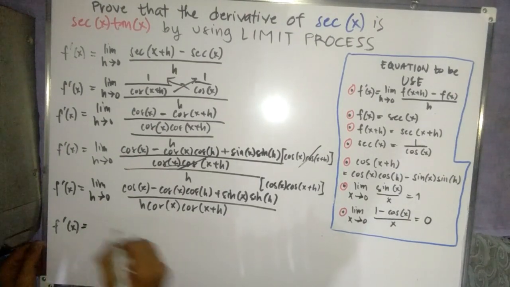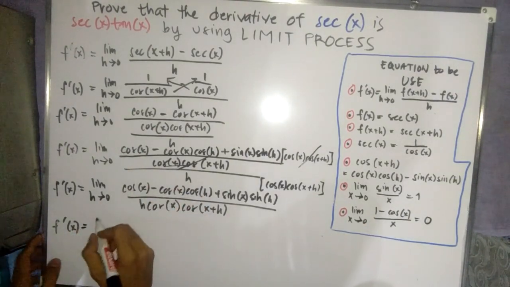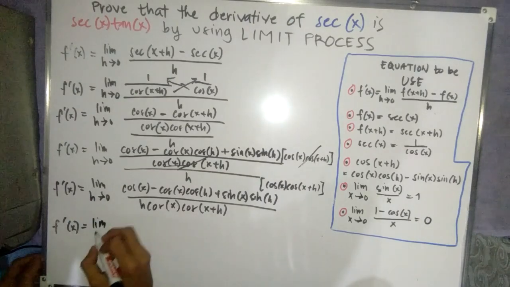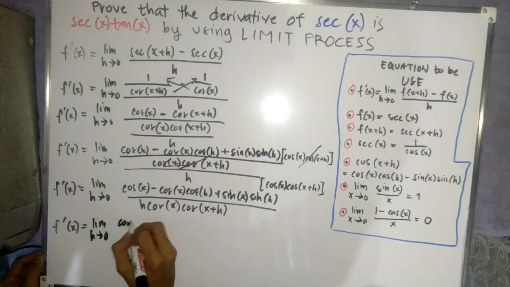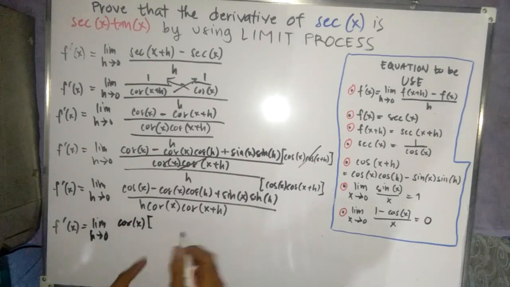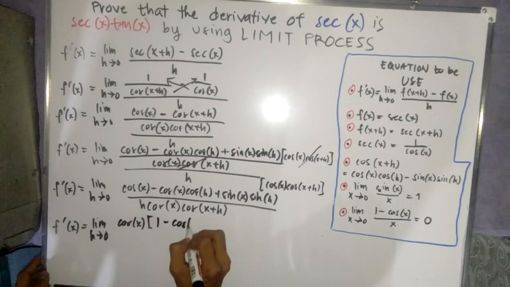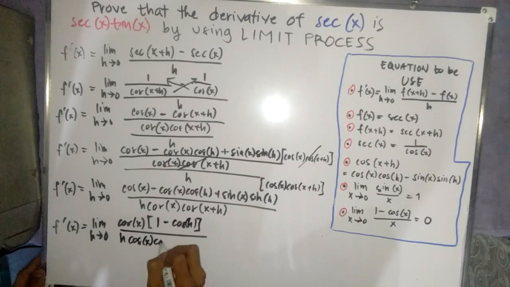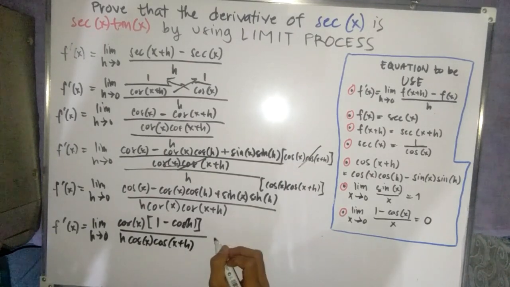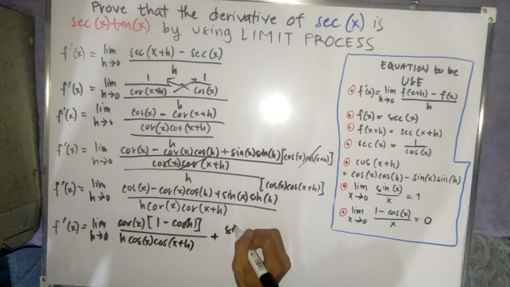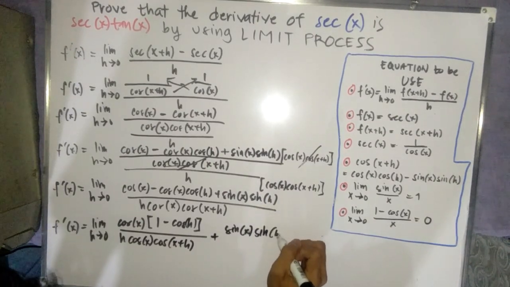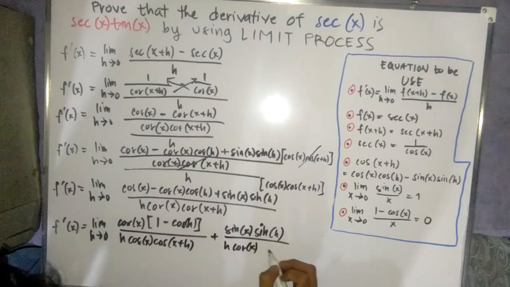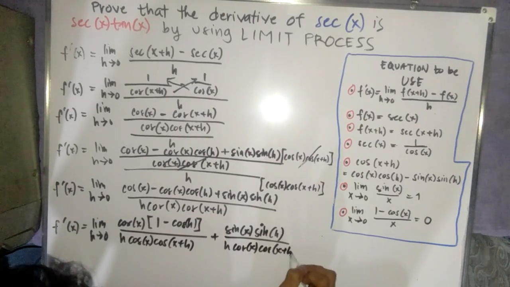Sunod na gagawin natin is, i-factor out natin to kasi factorable siya. Then, at the same time, i-separate natin into two fractions. H approaches 0. So, cosine x, diretso na, ang 1 minus cosine h all over h cosine x plus h. Then, i-add natin dito sine x times sine h all over h times cosine x multiplied to cosine x plus h.